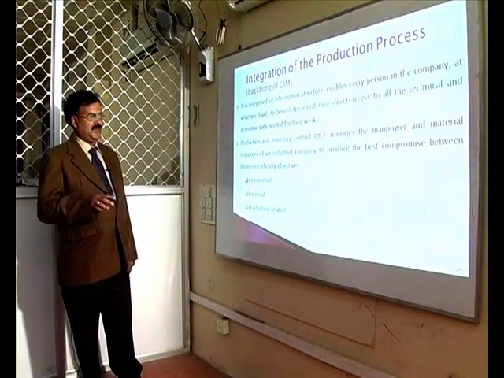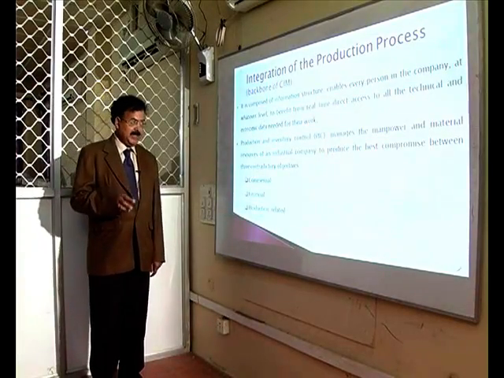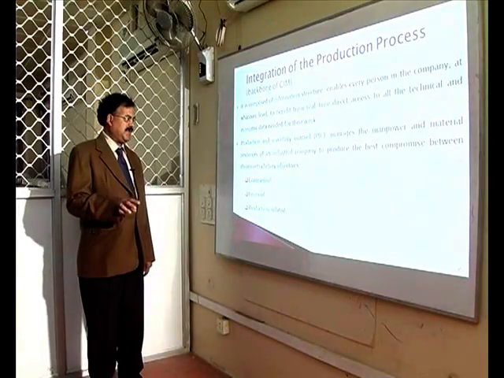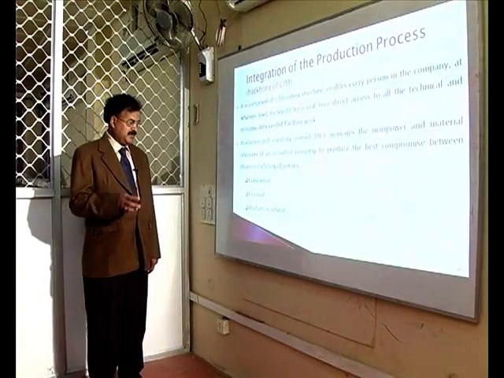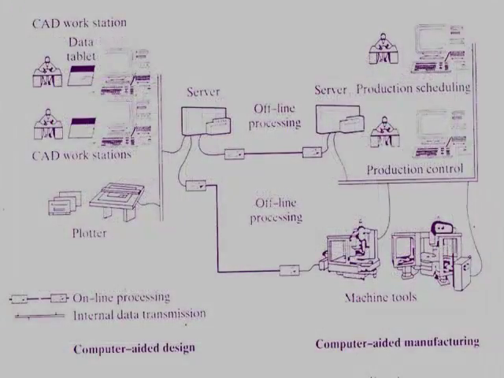Production and inventory control manages the manpower and material resources of an industrial company to produce the best compromise between the three contradictory objectives: commercial, financial, and production related. You see here this simple diagram, which is taken from U. Rembold, Computer Integrated Manufacturing textbook. In this, here is the CAD workstation and the data is stored here in the server, which is taken by the production planning and control people.